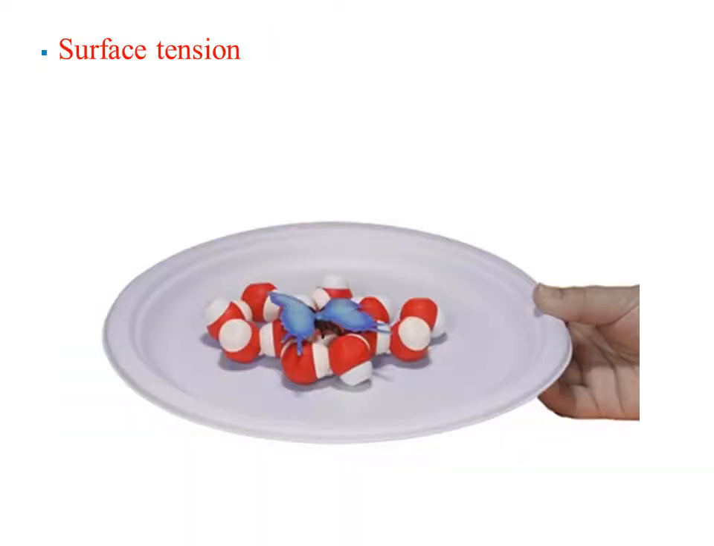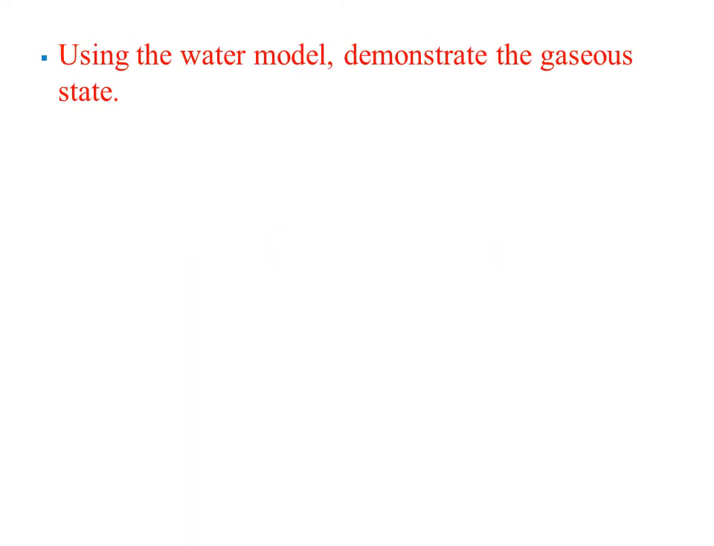This is what surface tension looks like. You could place the water together, link them together, and put your pen on top. That would be surface tension. Using the water model, demonstrate the gaseous state. Remembering that when water boils, you break the hydrogen bonds. So therefore, none of your water molecules should be linked together.